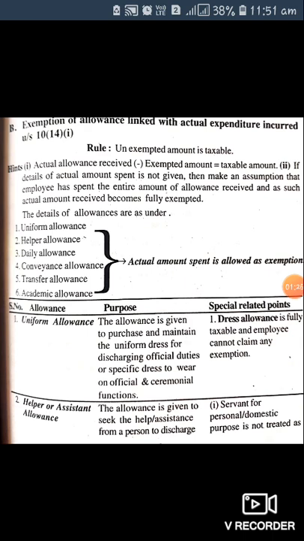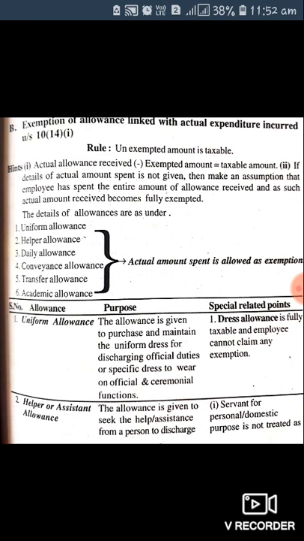Now there are different types of allowances, so let's see what they are. Uniform allowance, helper allowance, daily allowance, conveyance allowance, transfer allowance, and academic allowance. So these are all partly taxable allowances. Unspent amount is taxable. Let's see the purpose and related points.